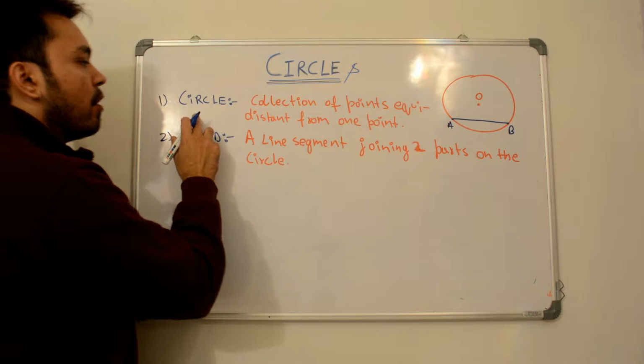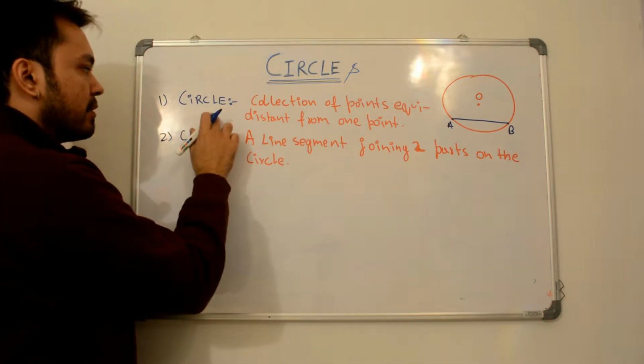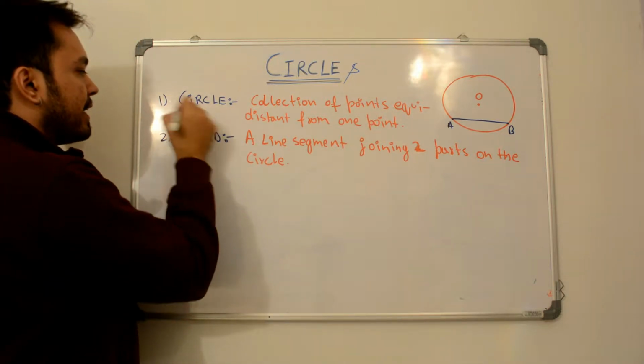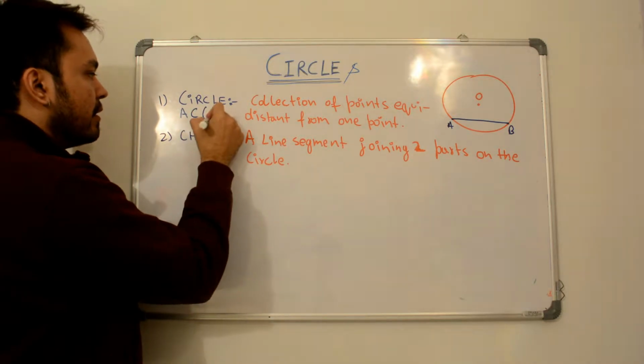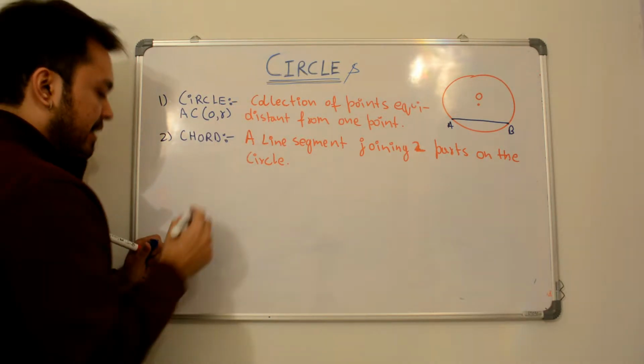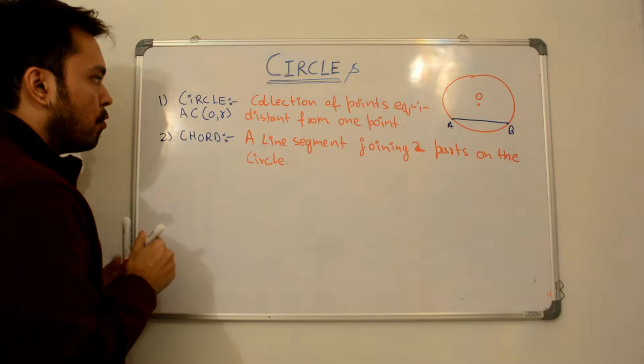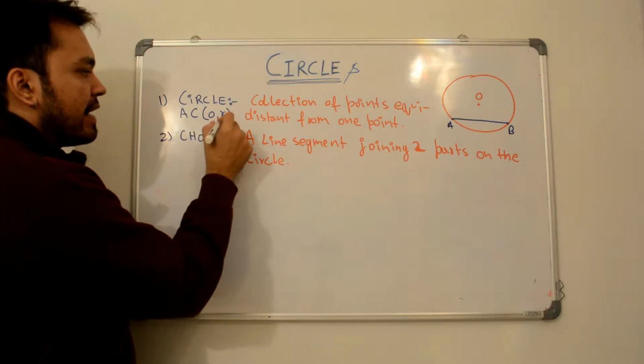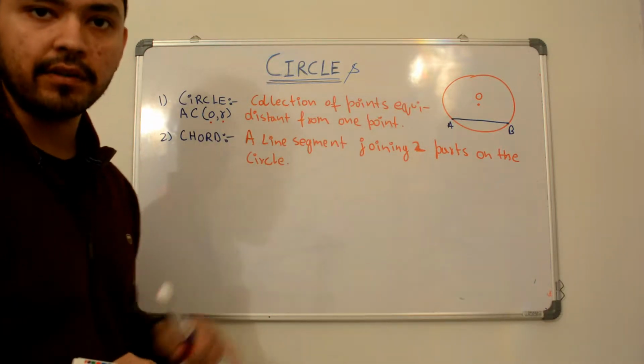And one important thing I forgot, how do we actually denote a circle? We denote it by simply writing a C for circle with center O and radius R. So here O is denoting the center and R means the radius of that circle. Clear?